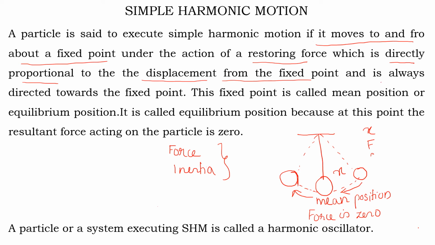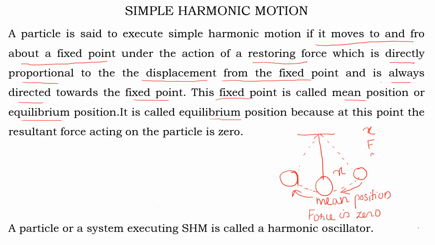And this force is always directed towards the fixed point. This fixed point is called the mean position or the equilibrium position. And it is called the equilibrium position because at this point the resultant force acting on the particle is zero.